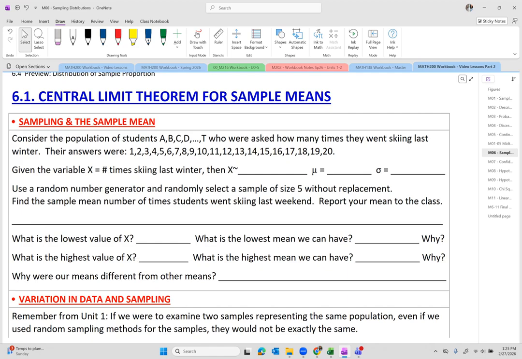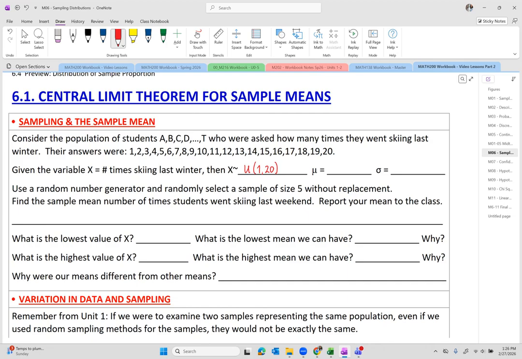It is not a continuous variable, it's a discrete variable, but if we were to approximate it, we have the variable of number of times they went skiing last winter, and this variable is uniform with a lowest value of 1 and a highest value of 20. Remember that when we use this notation, we assume that x is continuous, but for now we will use it to see the correlation between a continuous variable versus the discrete variable.